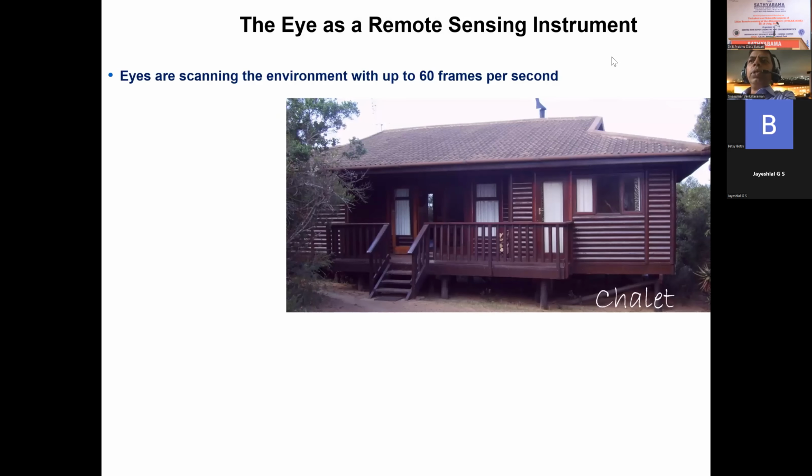Once you know the remote, even in your body we have the eye, which is nothing but a kind of remote sensing instrument, because you are visualizing something without disturbing the object. So your eye is one of your remote sensing instruments, but you know that it does up to 60 frames per second. But if you want to visualize some object that is hidden, I'm not sure how many of you are familiar with it.